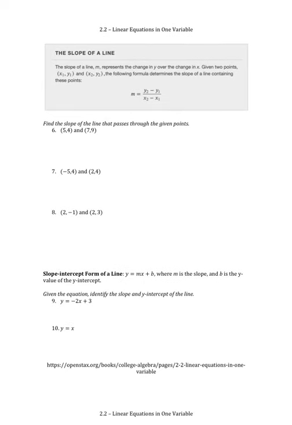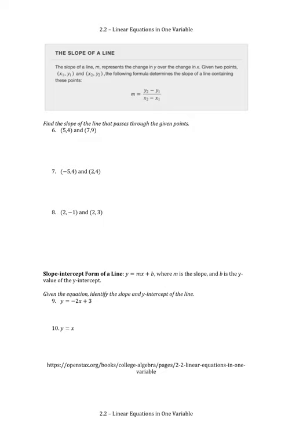Okay, so let's get to the next part. The next part of this section is about the slope of a line. So the slope of a line represents the change in y over the change in x. So given 2 points, the following formula determines the slope of a line containing these points. The very first part was just solving linear equations in one variable. Now we're at linear equations with 2 variables. We're using x and y. So this is the second part of this section.